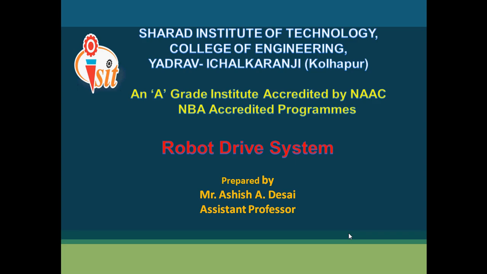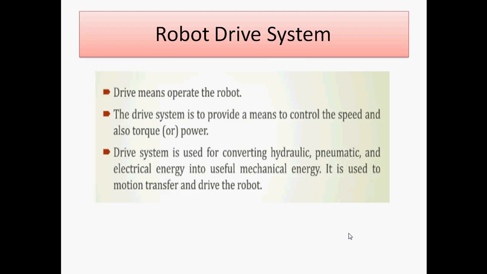Today we are going to discuss the robot drive system. In this session we are discussing the different types of drives and the robot drive system. First of all, drive means to operate the robot, which is to control its speed and power. That can be operated with a system that is called the drive system. The drive system is used for converting hydraulic, pneumatic and electric energy into useful mechanical energy. So this drive system, which we categorize as hydraulic, pneumatic and electric, transfers motion and drives the robot. This is the function we carry out with robot drive systems.